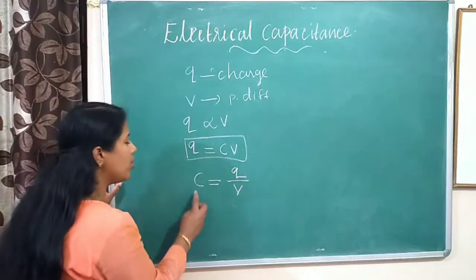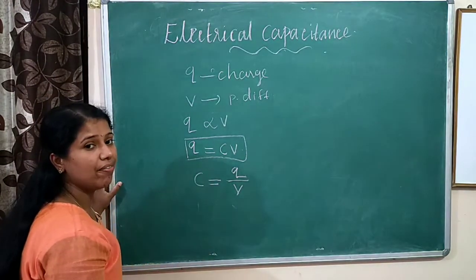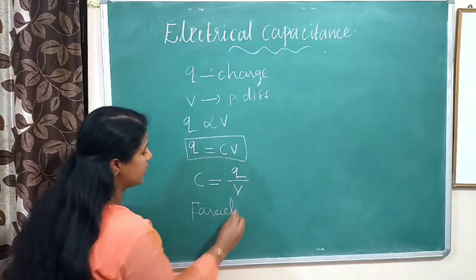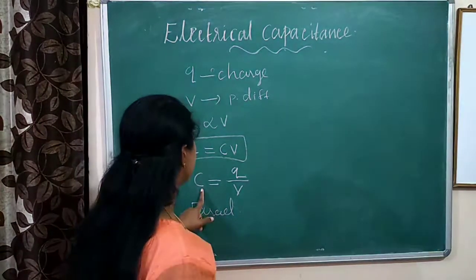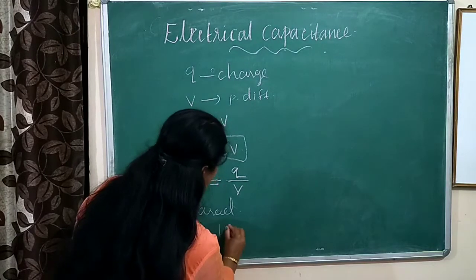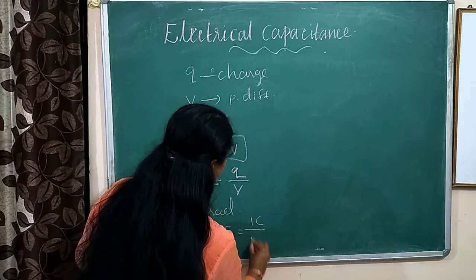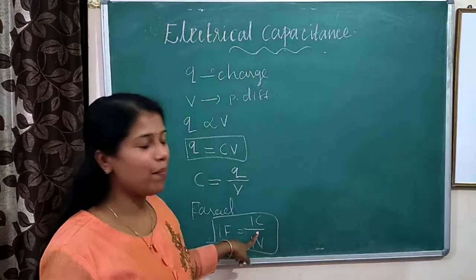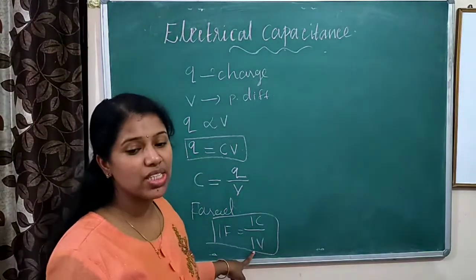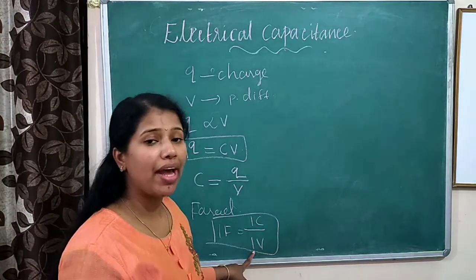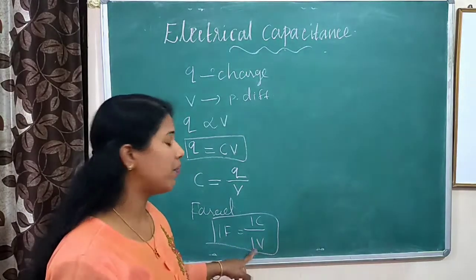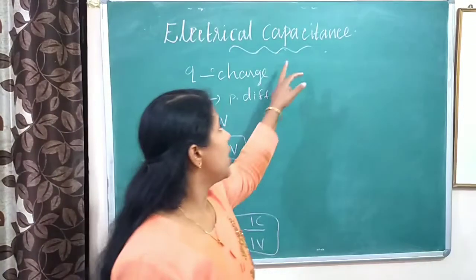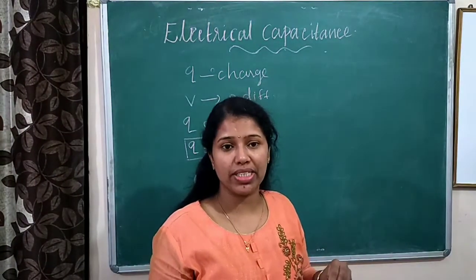The SI unit of C is farad. 1 farad is equal to 1 coulomb per 1 volt. Charge unit is coulomb, potential difference unit is volt. So 1 farad is equal to 1 coulomb per 1 volt. Then electrical capacitance is over.